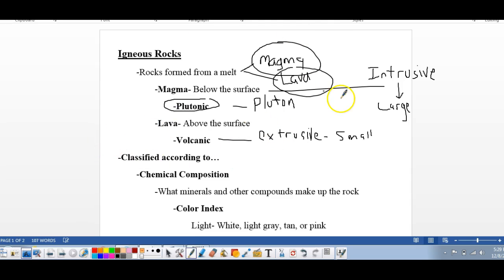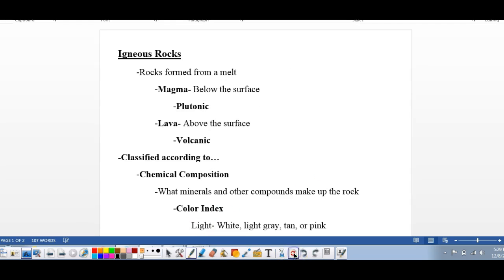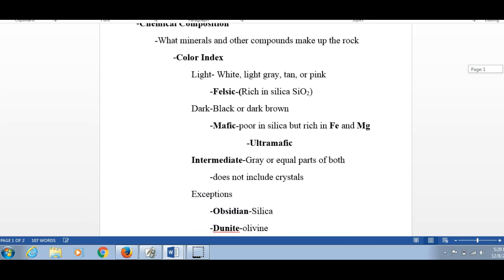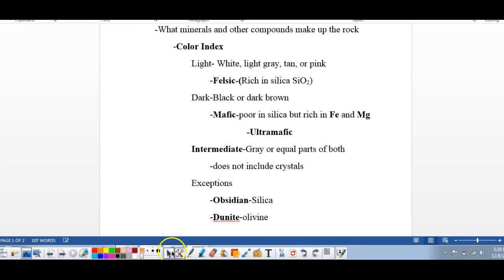Now these igneous rocks, whether they're intrusive or extrusive, can be classified according to their chemical composition. That really is what minerals and other compounds make up the rock. And they look at that by the color. So I'm going to erase this stuff here. They really look at the color of the rock, and when you pick it up, it's something very easy to see. So you can have a light colored rock, and it can be white, light gray, tan, or pink.